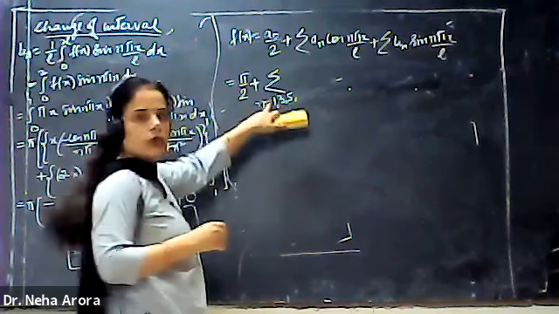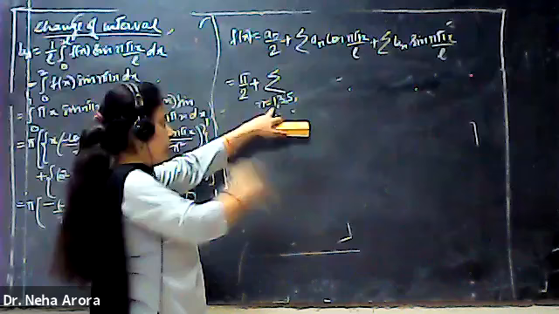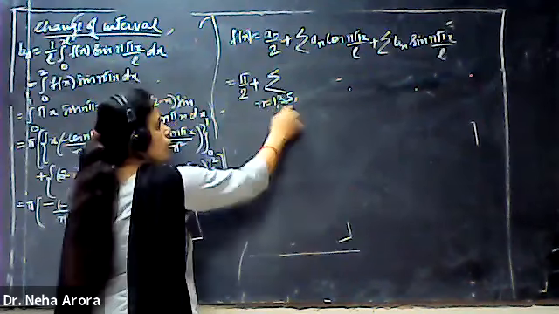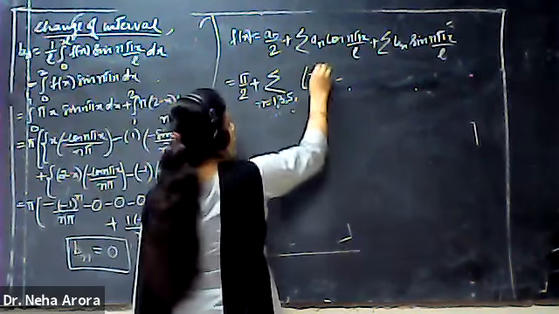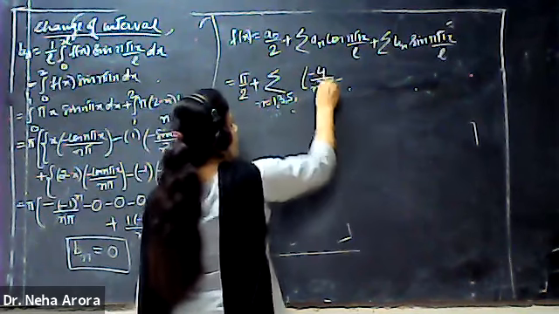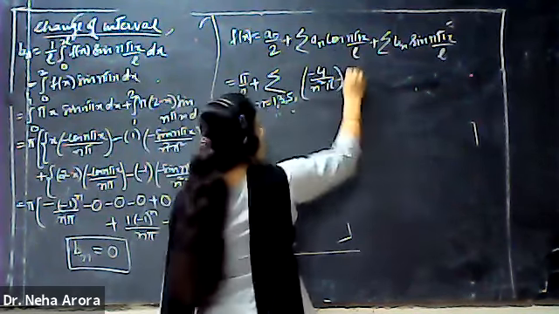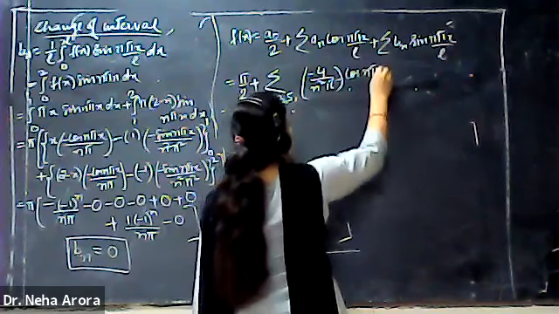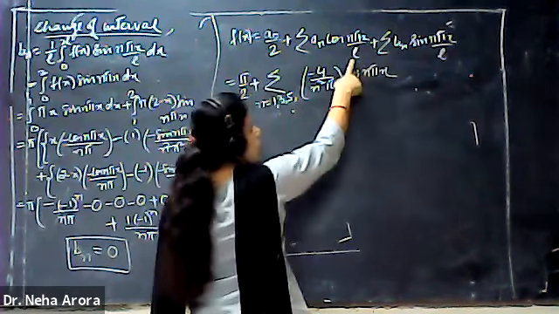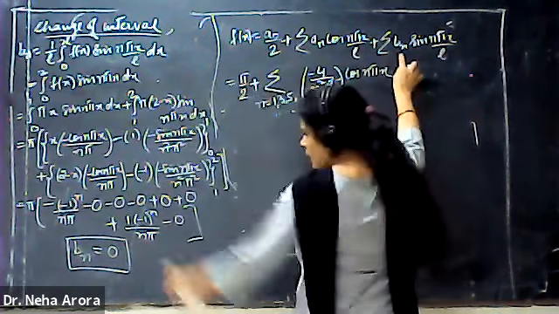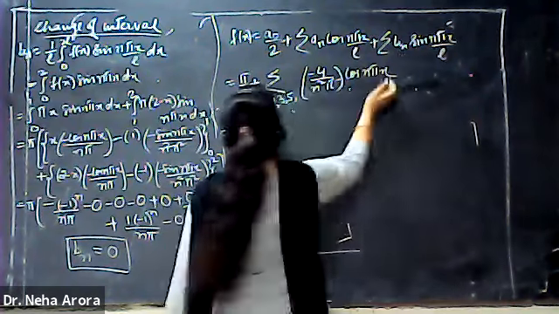Either you can write down n is odd or you can give particular names, n equal to 1, 3, 5, and the value of a n was minus 4 upon n square pi, right? Multiply it with cos n pi x only. Why? Because L was equal to 1, right? And further, b n equal to 0. So that is the end.